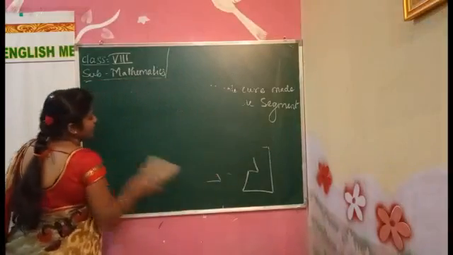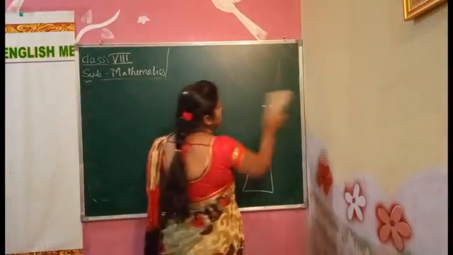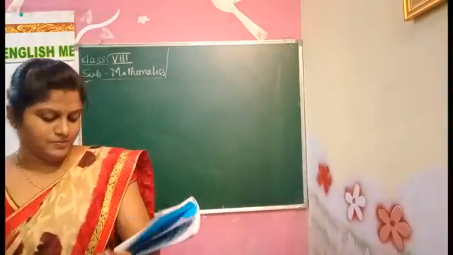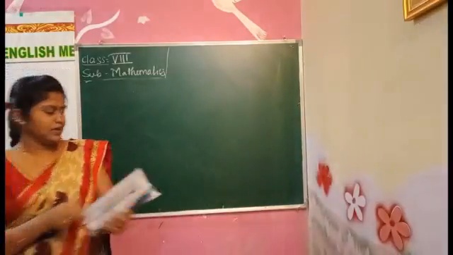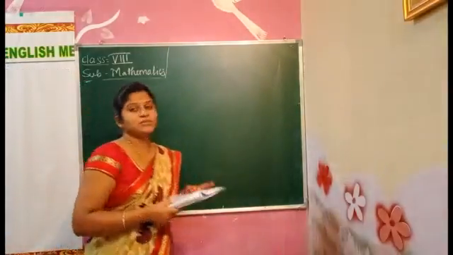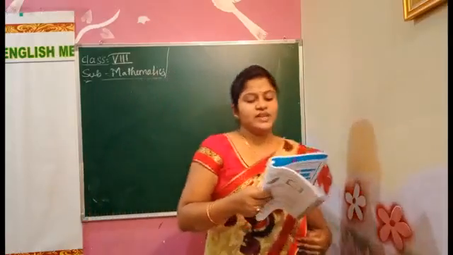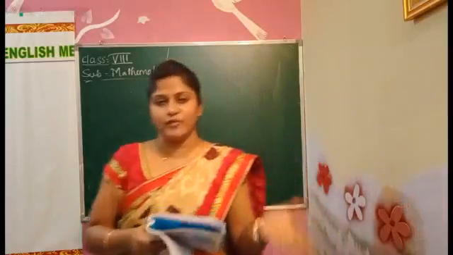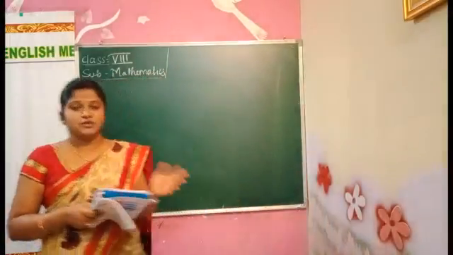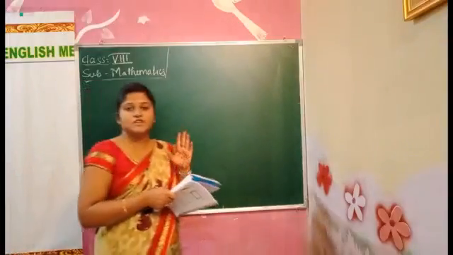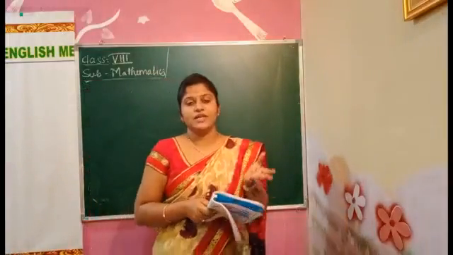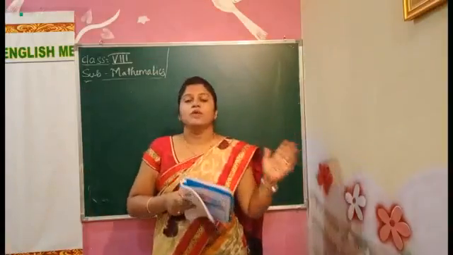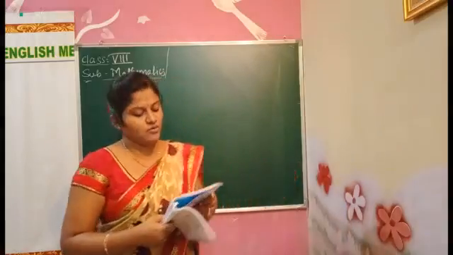Okay, next one. We turn the page. The next page. Page number 50, children. Next one, the classification of polygons. In polygons, we have different types of polygons, different shapes. With the different shapes, they named them. They gave one particular name to every polygon. Okay, we'll see about it now.